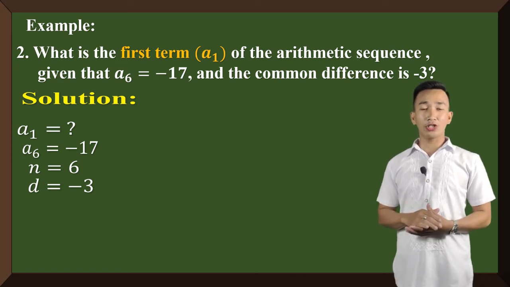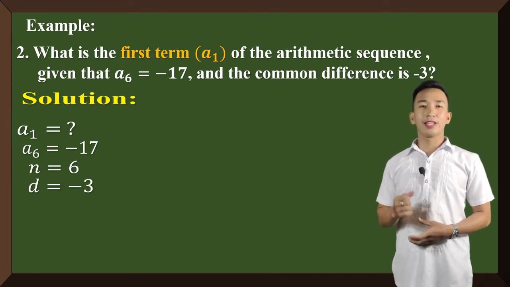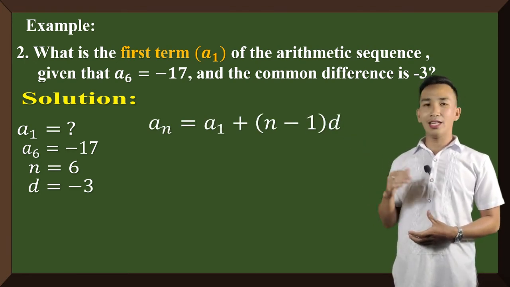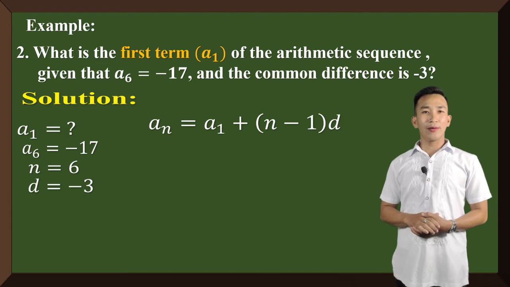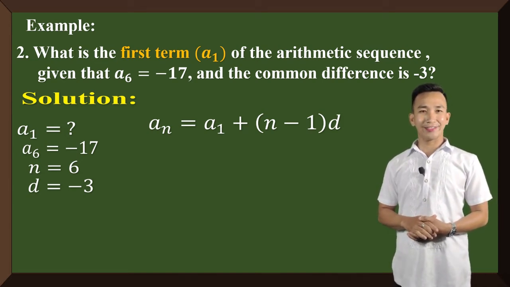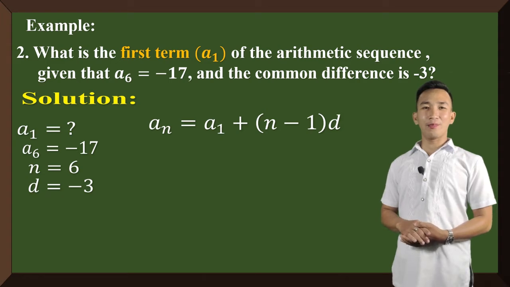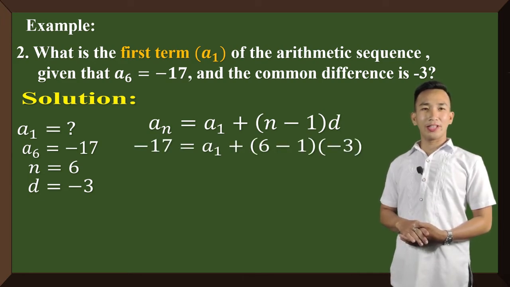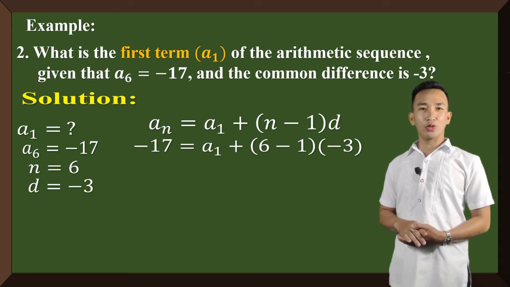What is the equation to be used? Exactly. The equation to be used is a sub n equals a sub 1 plus the quantity of n minus 1 times d. Next step is to apply the property of substitution. You have to substitute the value of each variable in the given equation. Negative 17 equals a sub 1 plus the quantity of 6 minus 1 times negative 3.